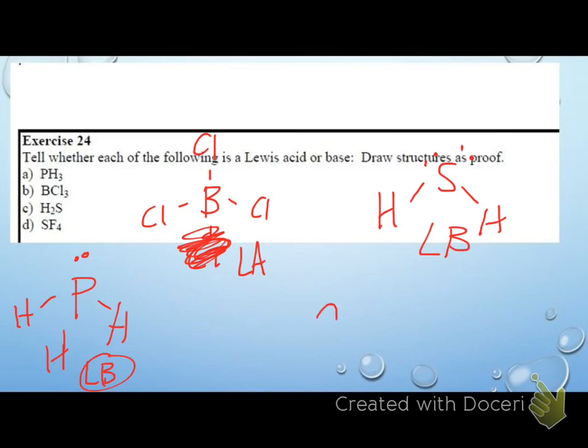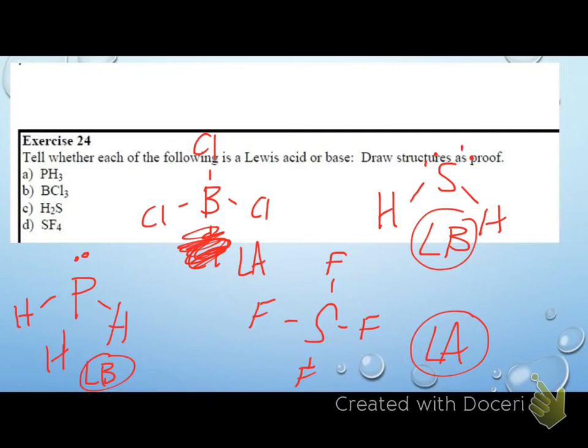Yeah, and then sulfur tetrafluoride looks like this. There are no lone pairs, so SF4 would be Lewis acid. Okay? That's the extent of that.